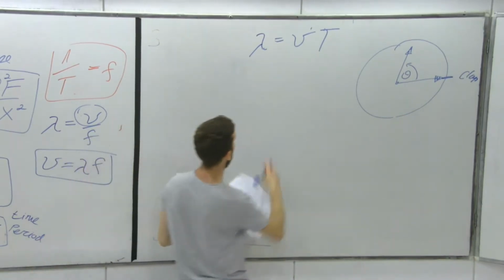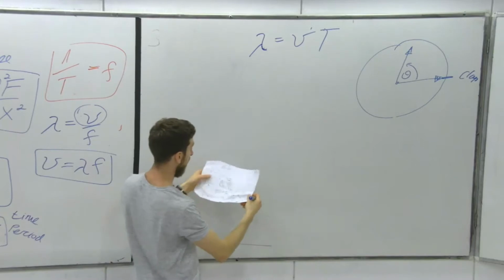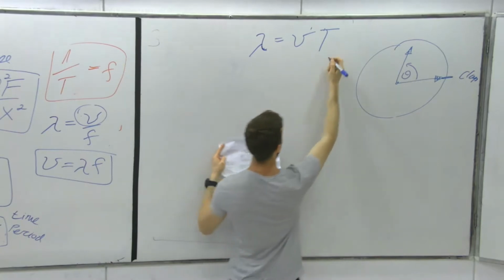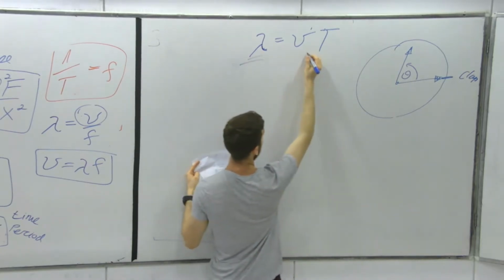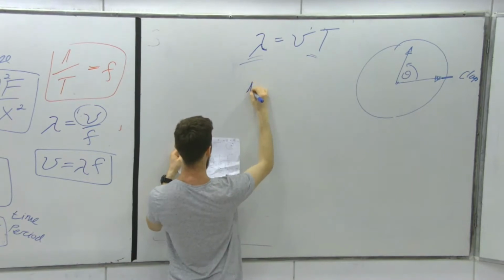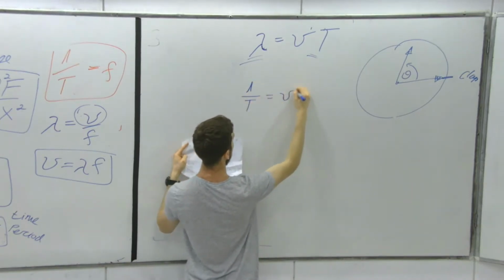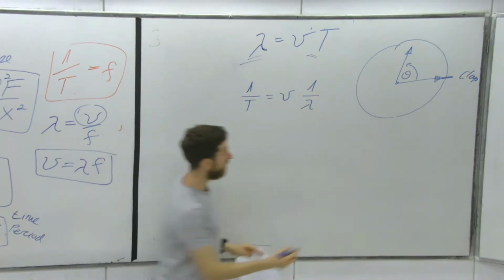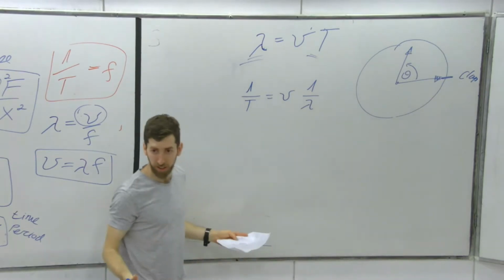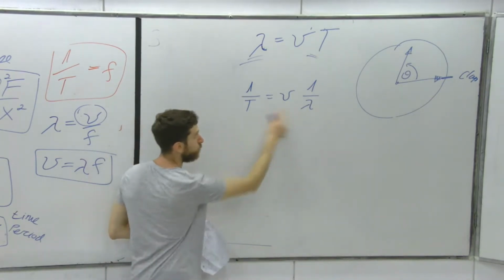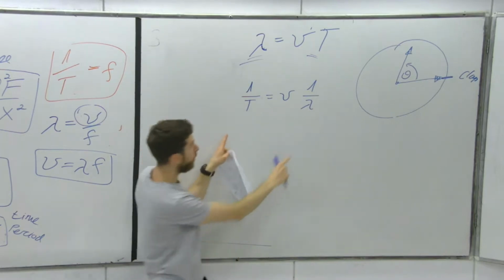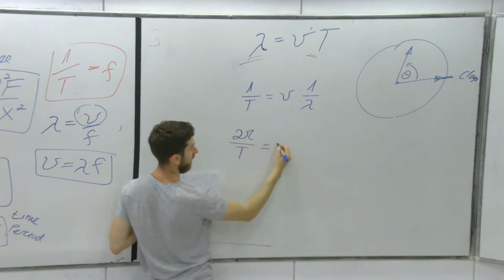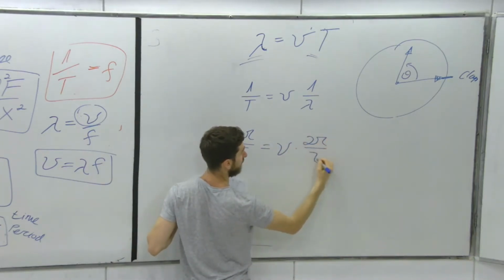So what I'm going to do, I want to change this one a little bit. I'm going to divide by this and divide by that. So I'm going to have 1 over T equal to v times 1 over lambda, okay? And now we're going to multiply the whole thing by 2 pi, right? So look at these 2 ratios. That's what I want you to see. These 2 ratios are going to be really interesting. This one gets 2 pi over T equal to v times 2 pi over lambda.